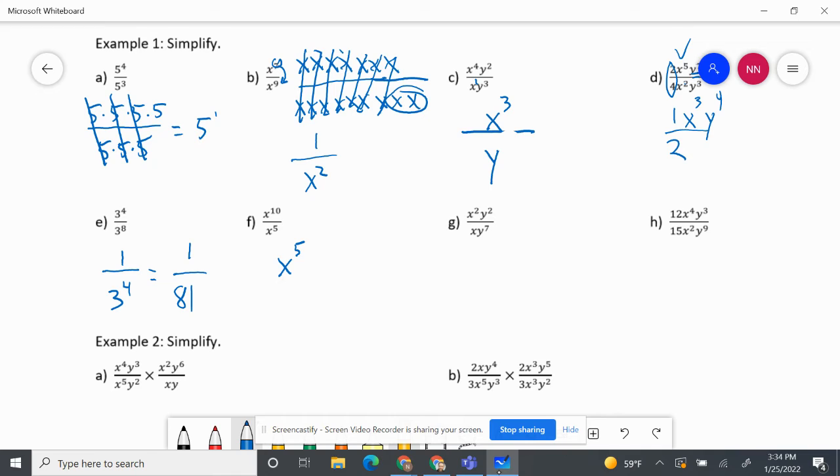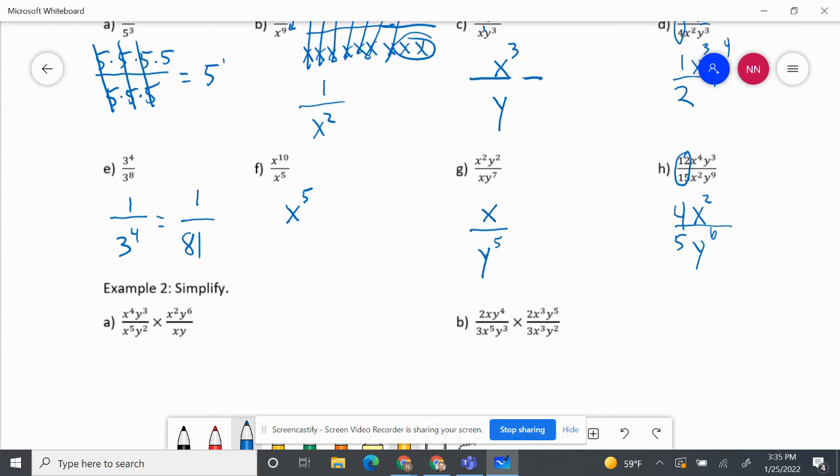Looking at the x's, there's more x's on top. There's one more, so I put 1x on the top. There's more y's on the bottom, so I put the y on the bottom. 7 minus 2 gives me 5. Looking at letter H, I'm going to take the 12/15, I'm going to reduce it. They both have a 3 in common, so if I divide it by 3, I get 4 over 5. If I subtract the x's, there's 2 on top. If I subtract the y's, there are 6 on the bottom.